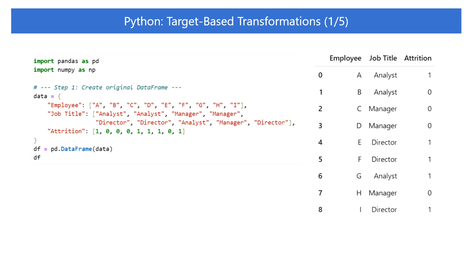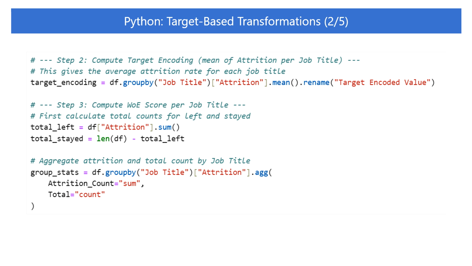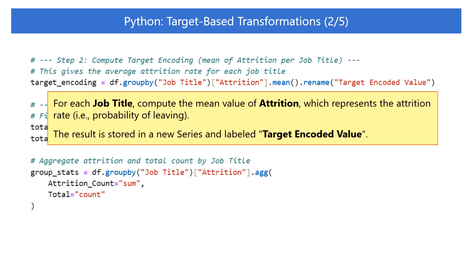Now, let's implement target-based transformations in Python. First, import pandas and NumPy and create this data frame. Let's compute target encoding. For each job title, compute the mean value of attrition, which represents the attrition rate, that is, probability of leaving. The result is stored in a new series and labeled target encoded value.